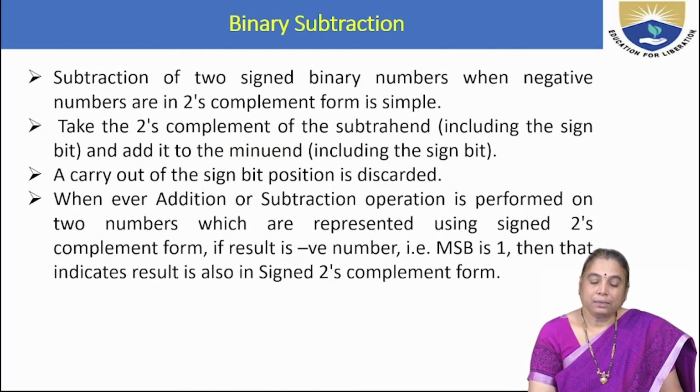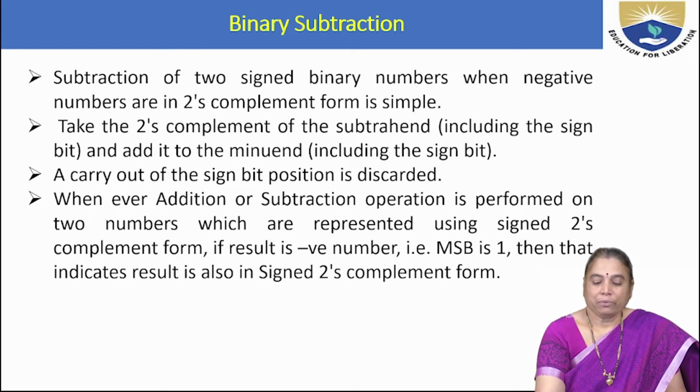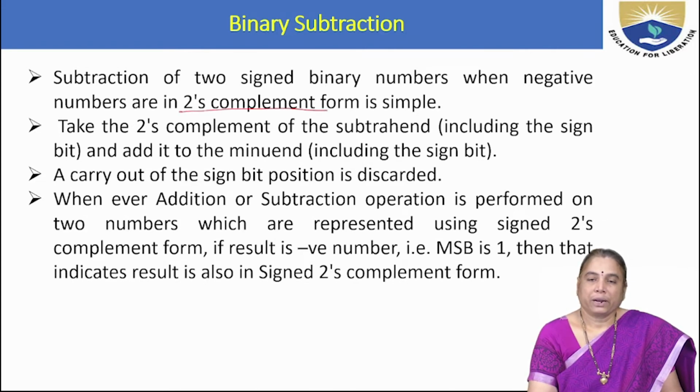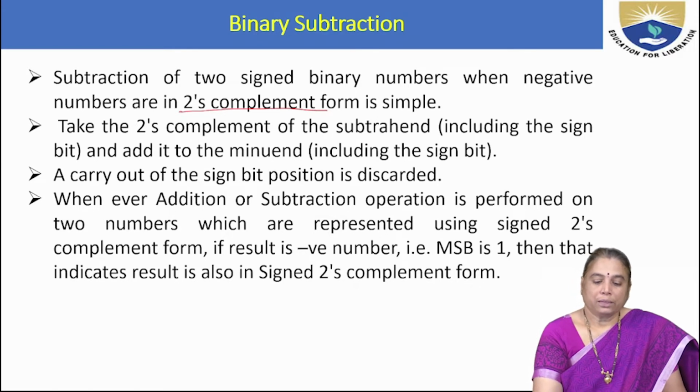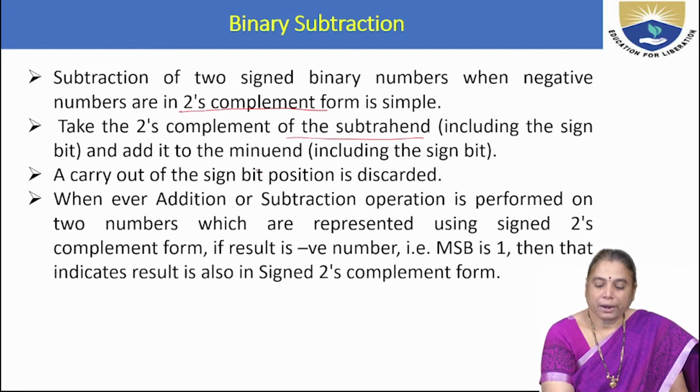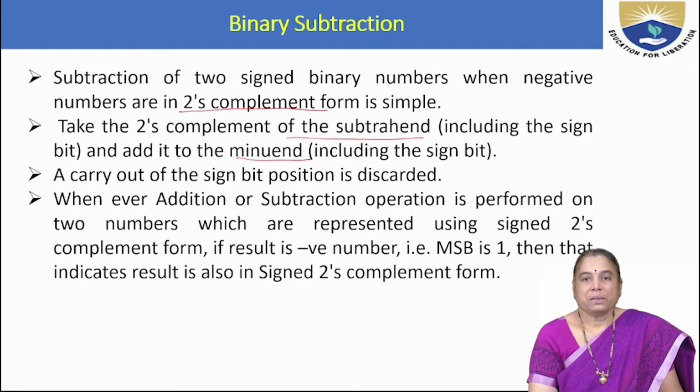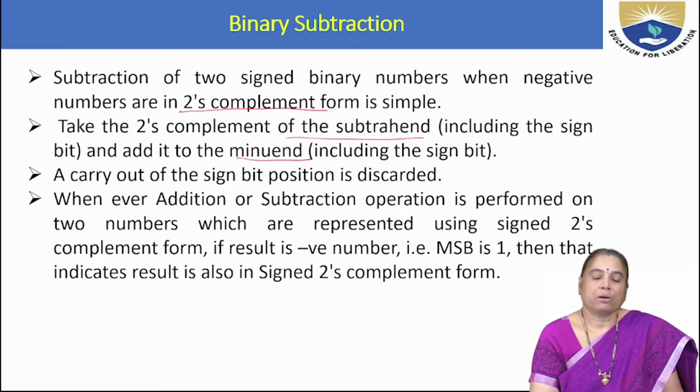Next is binary subtraction. Subtraction of two signed binary numbers, when negative numbers are in 2's complement form, is simple. In subtraction, the 2's complement magnitude form can be used to represent the negative numbers. With this representation, the binary subtraction can be made simple. Take the 2's complement of the subtrahend, including the sign bit, and add it to the minuend. The minuend can be represented as usual. The subtrahend has to be represented in the 2's complement form.